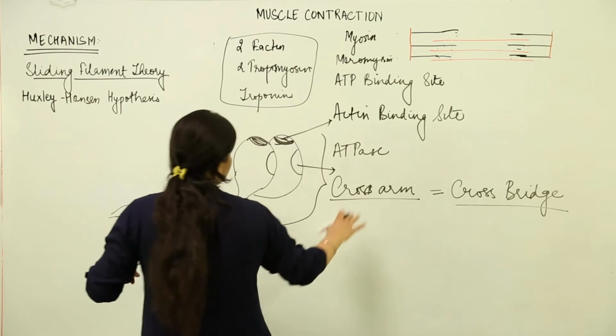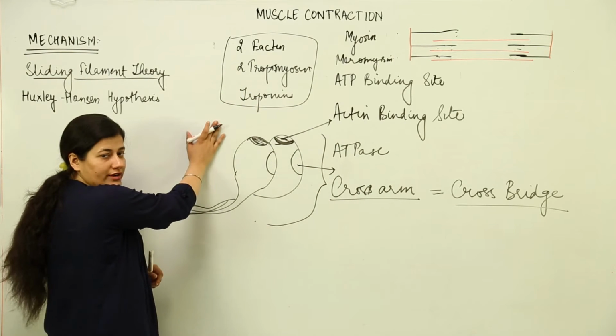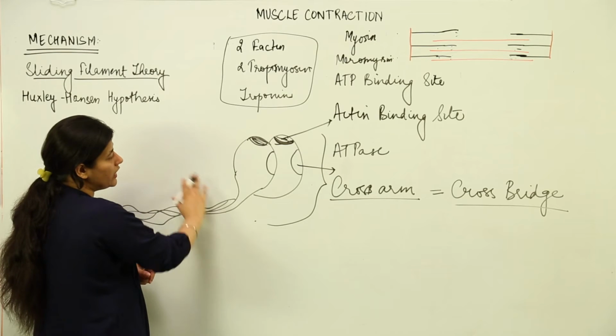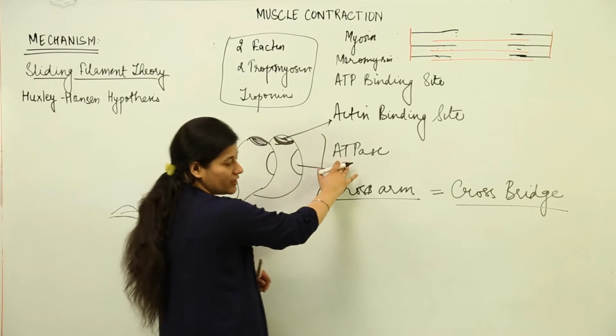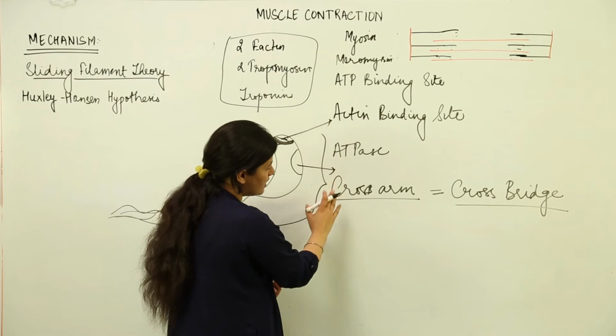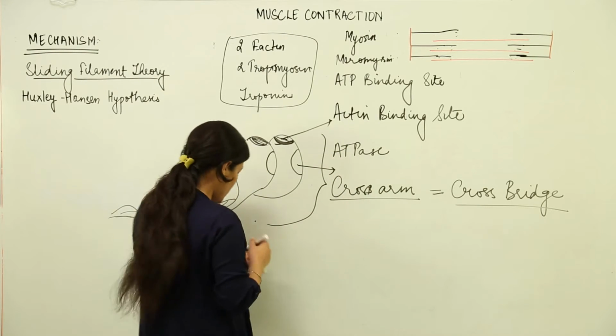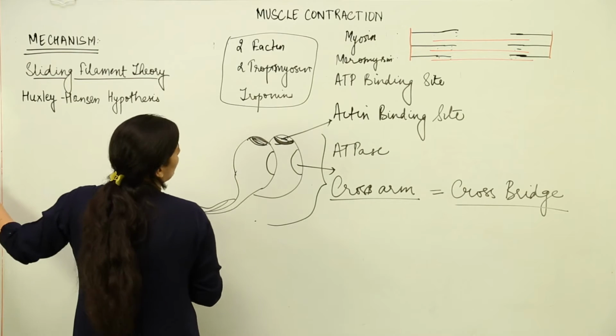So please remember these names, that we have two contractile proteins that we discussed earlier as well. In the case of myosin, there is an actin binding site, there is the ATPase enzyme which is present in the head, and there is a cross arm which would form the cross bridge. Now let us see how all this would happen.